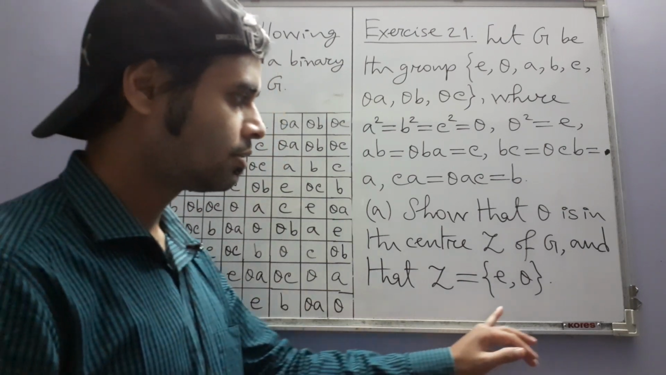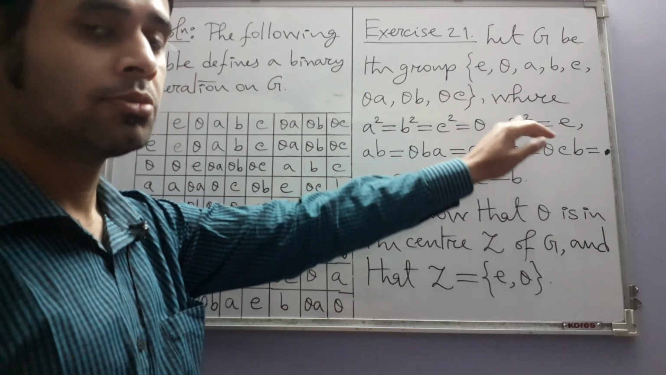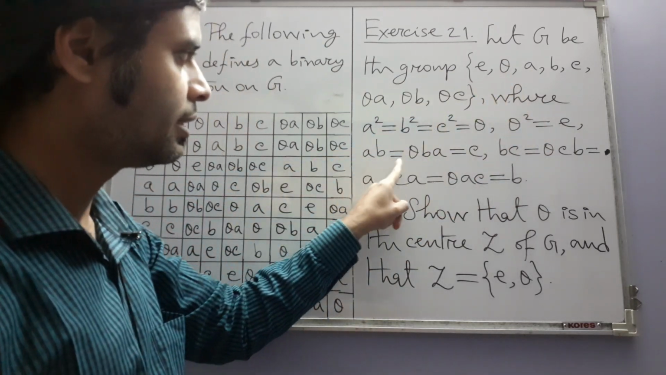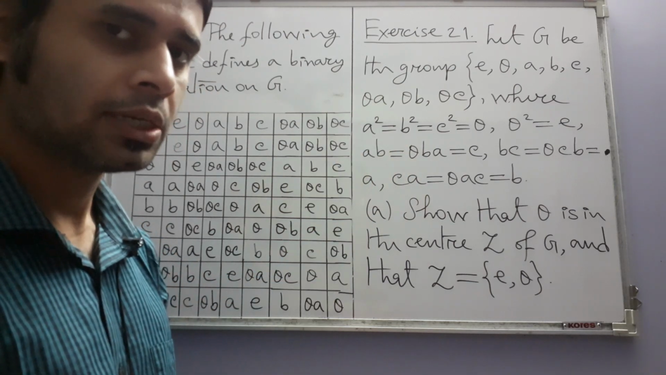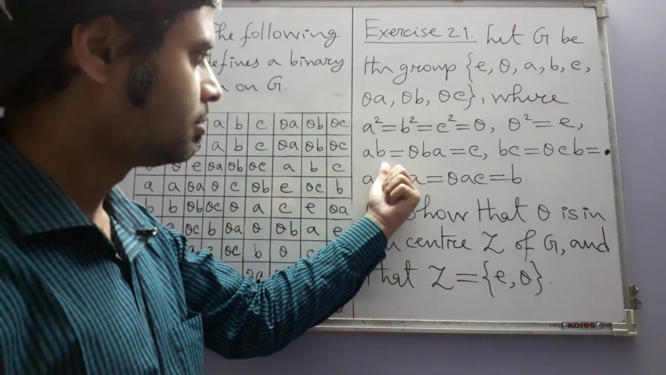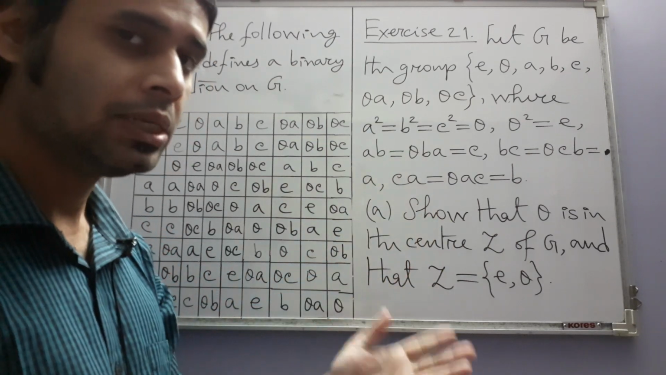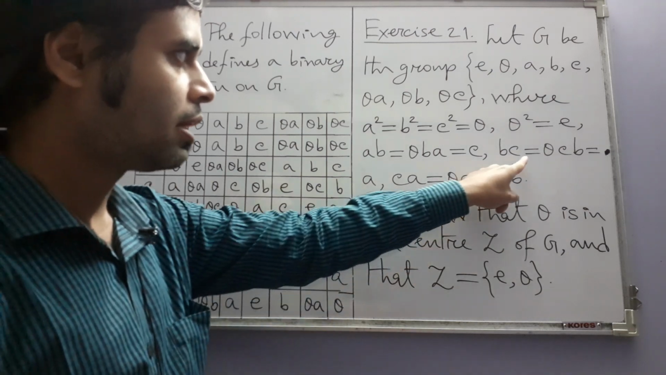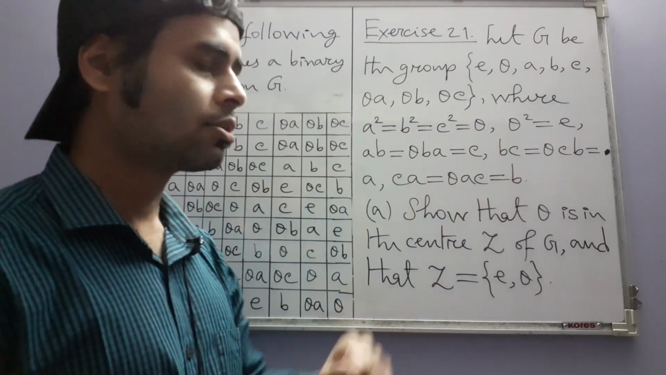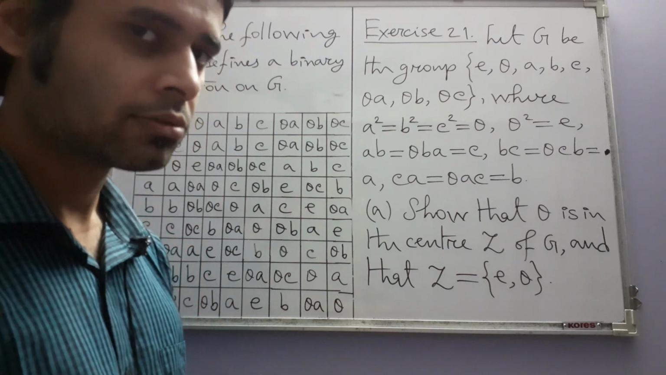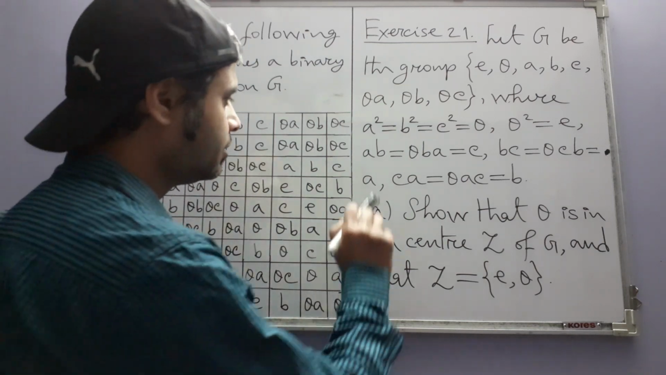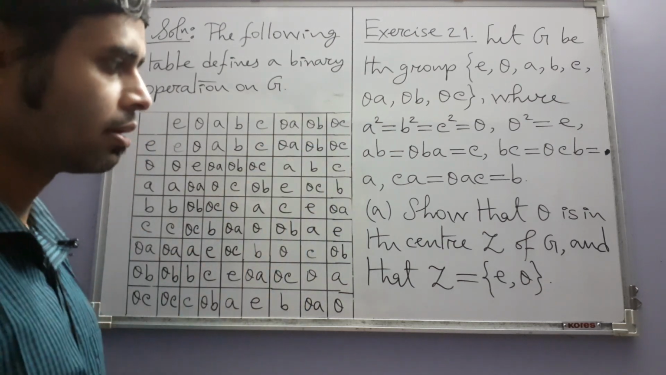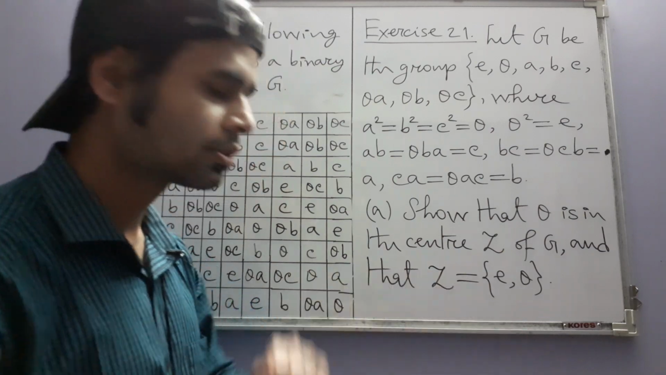But also you have to make sure that none of the other elements commutes with everything. For example, you can take A. Already we have seen that A does not commute with B, so A cannot be a central element, and because of that B is also not a central element because B does not commute with A. Similarly, this one shows that C does not commute with B, so C is also not a central element. Similarly, you can show that these other elements theta A, theta B, theta C, none of them is a central element. So the center consists of this.